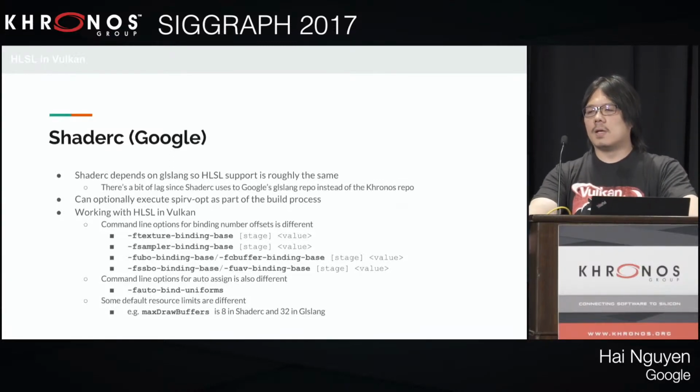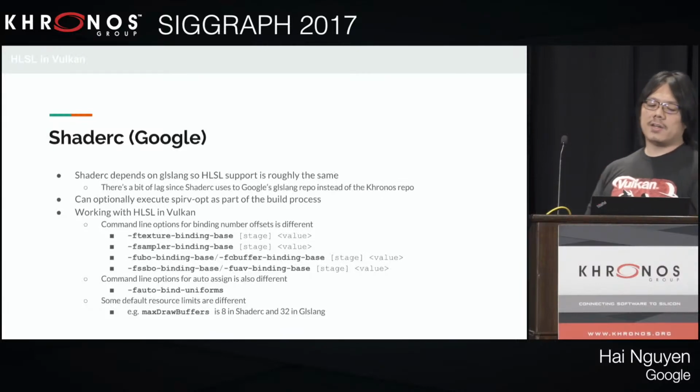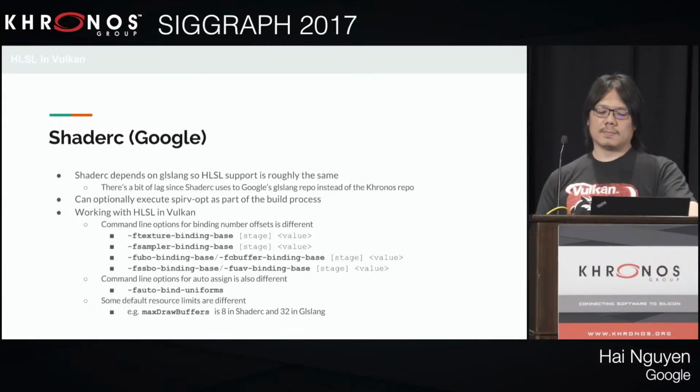There are some different default limits. An example of this is the max draw buffers. It's 8 in Shaderc, but it's 32 in glslang.